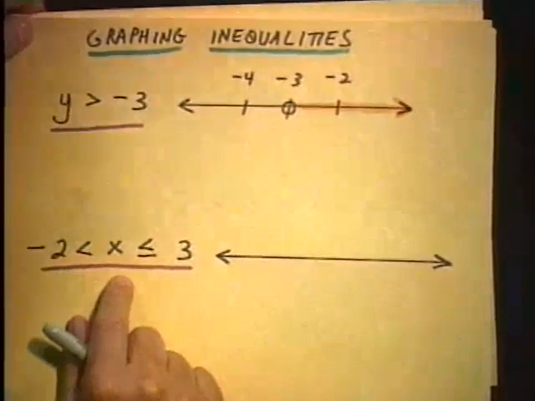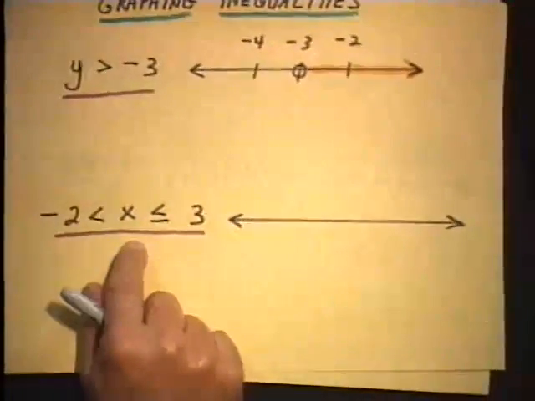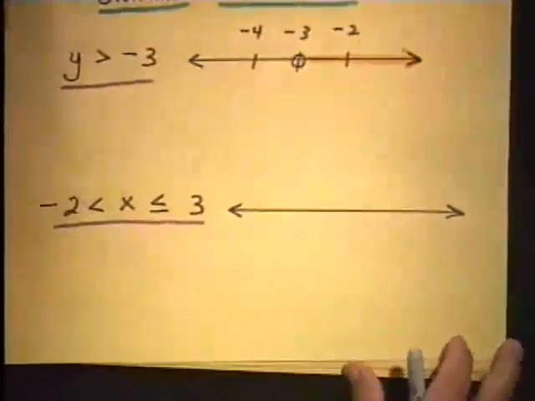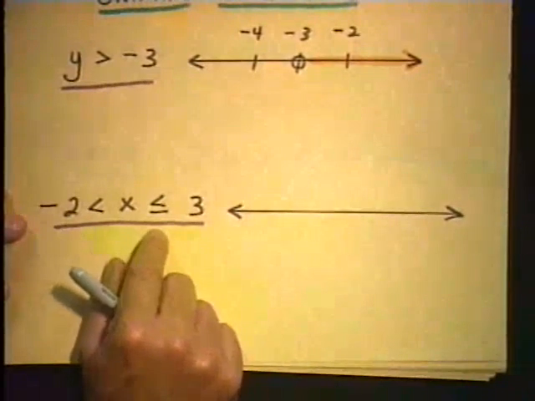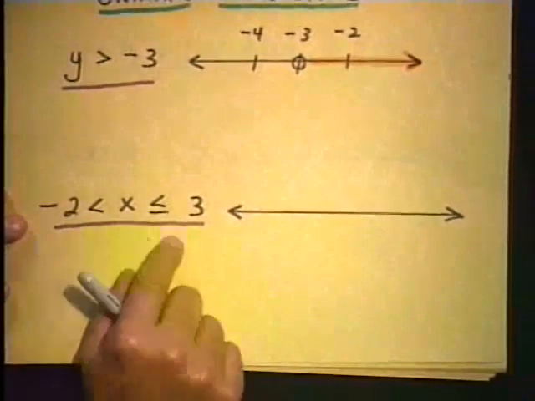This one's a special type of graphing inequality problem, and I've got a roommate at school here that we share an office, and he's from Tennessee. And he calls this a tweener problem.